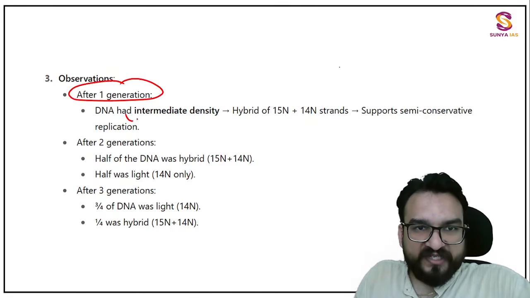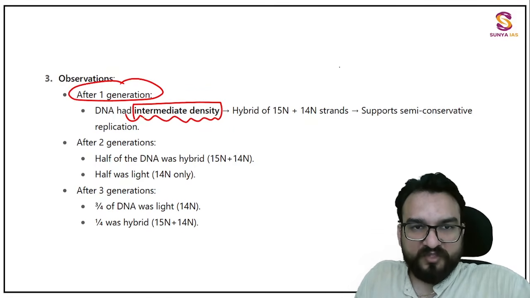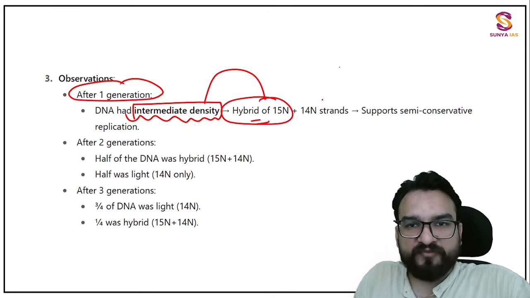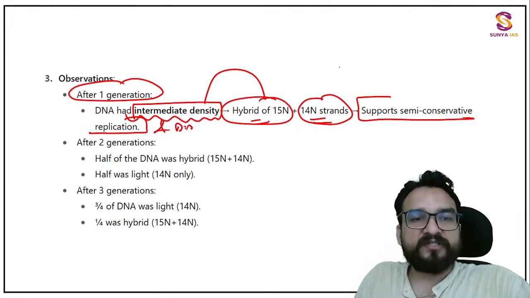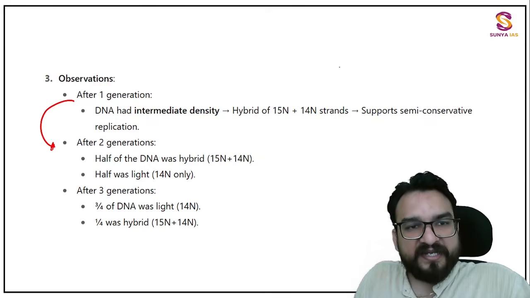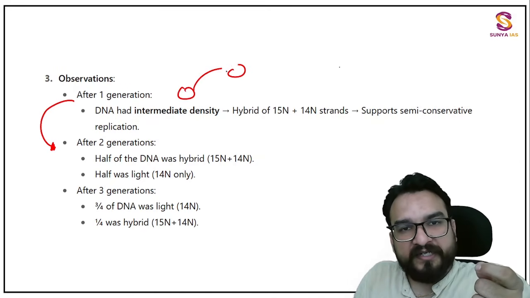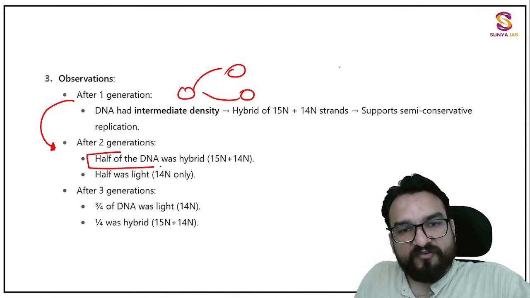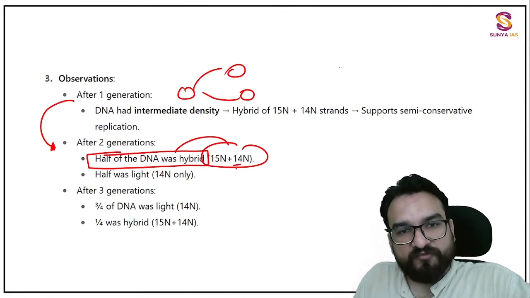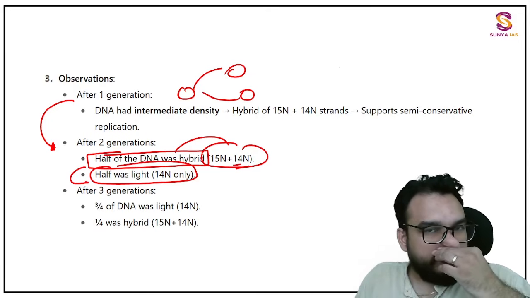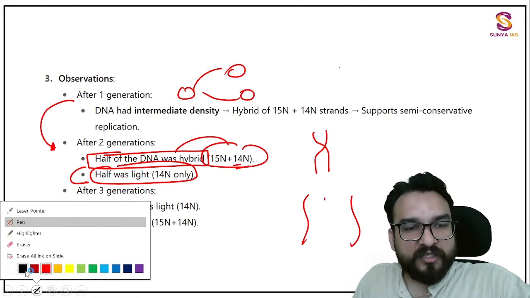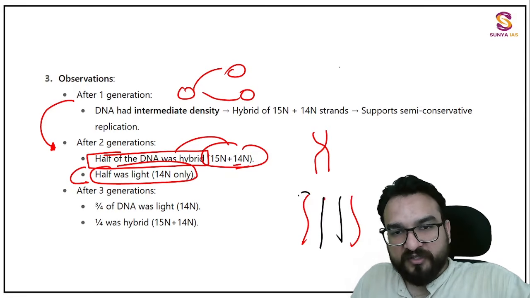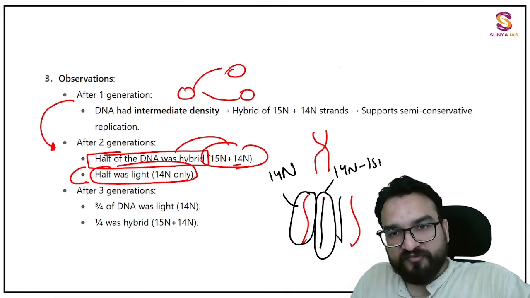So after one generation, DNA had intermediate density. Why intermediate density? Because it will be having a hybrid of 15N and 14N strands. So it supports semi-conservative replication and also dispersive replication. But when this E. coli replicated again, you will be finding that half of the DNA was hybrid, that is 15N and 14N, and half was light only. That means it is supporting your semi-conservative model, because half will remain 14N only and half will be containing 14N and 15N in the second generation.